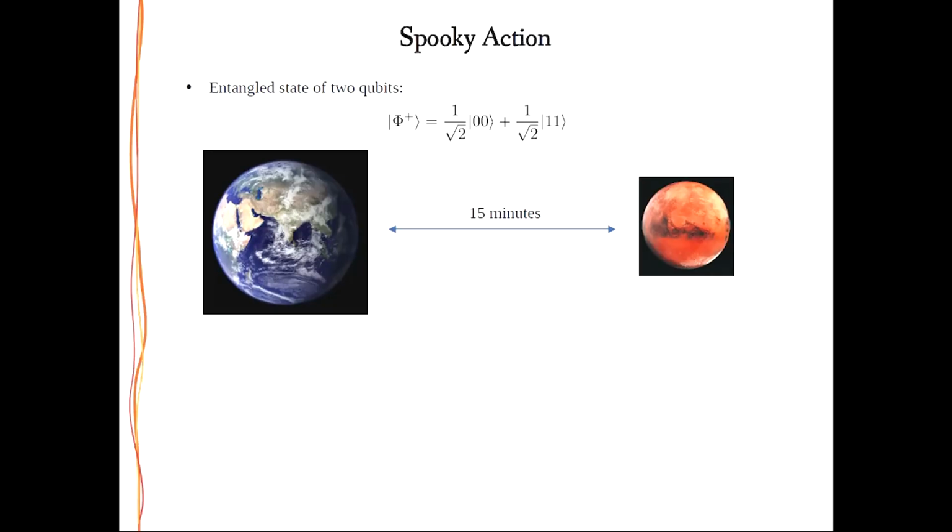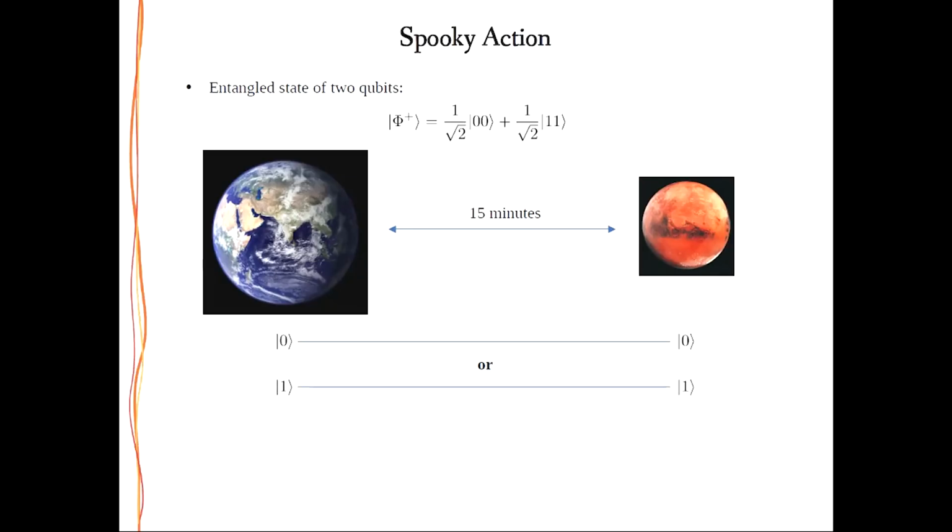Now, say we have qubit A on Earth and qubit B on Mars, and we do a measurement simultaneously on Earth and Mars. We perform the same measurement on the qubit we have there. Then we either get a 0 on Earth and a 0 on Mars, because that's one of the two possibilities in the superposition, or we have a 1 on both Earth and Mars.